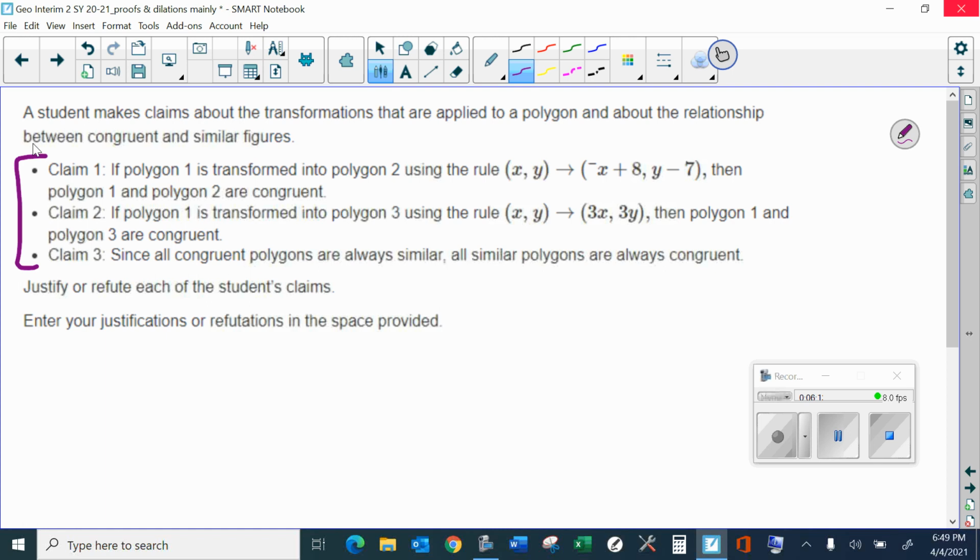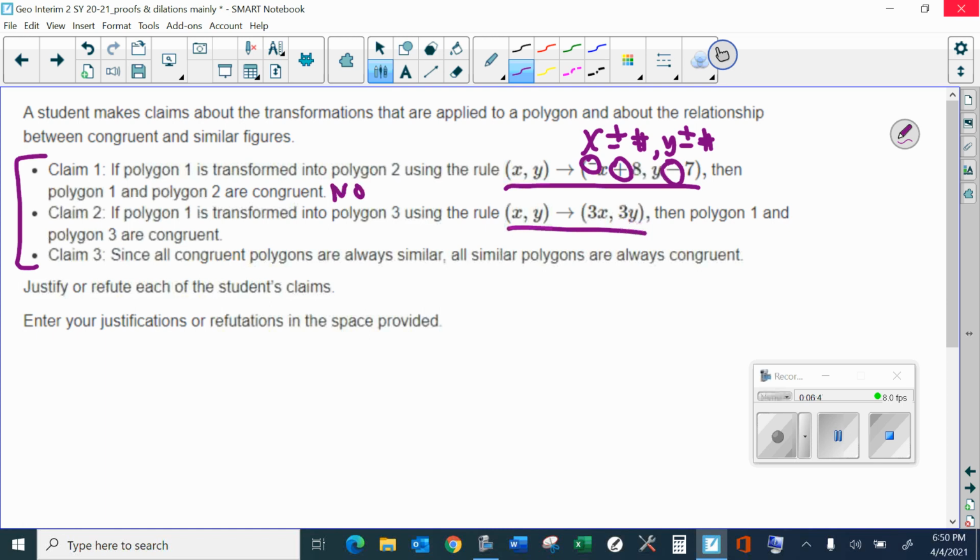So what should I recognize about, these are the rules right here. If I have a plus or minus, I know that's a translation, but the problem is it has a negative x out front here. You can't have that with translations. It is straight x plus or minus some number, and comma y plus or minus some number. That's all it can be. So once you see that negative there, then they are not congruent. So polygon 1 and 2 are congruent?